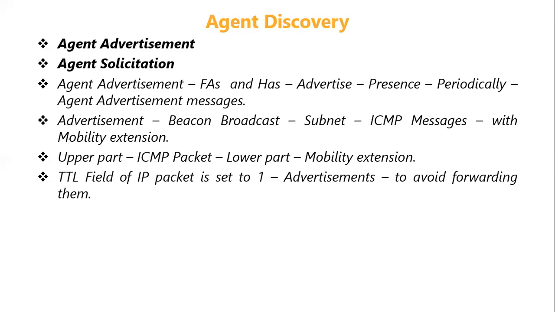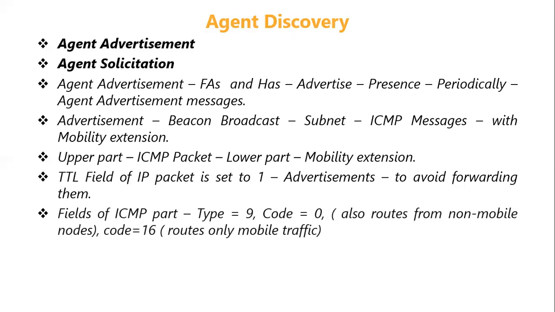The IP destination address, according to the standard router advertisement, can be set either to 224.0.0.1, which is a multicast address for all systems on the link, or to the broadcast address 255.255.255.255.